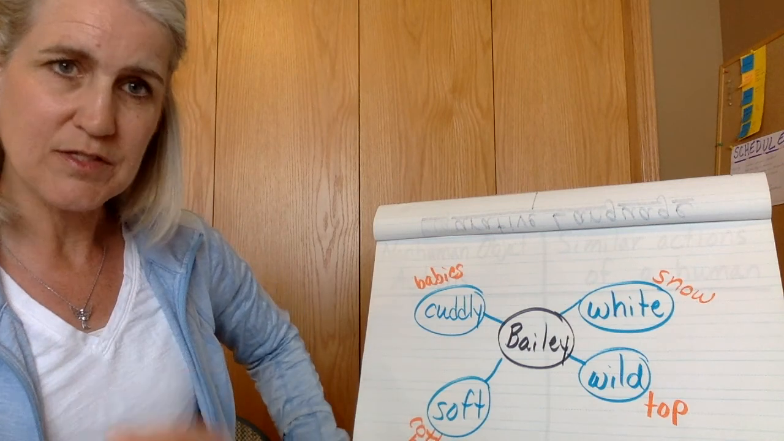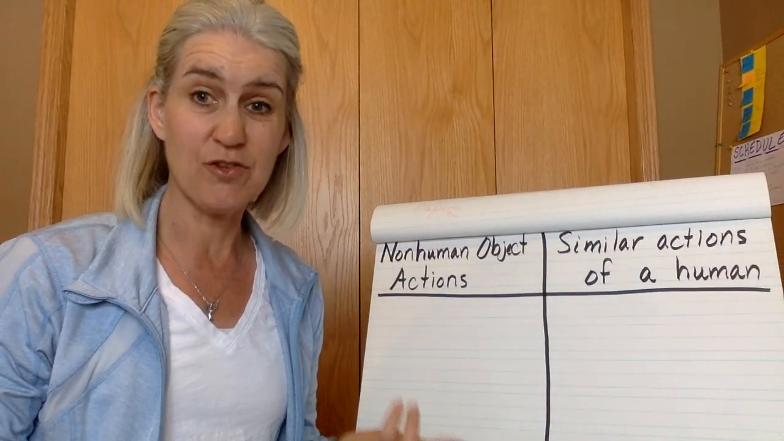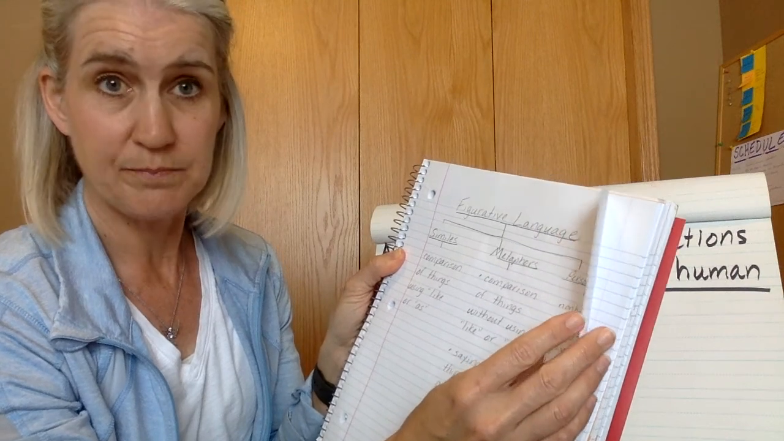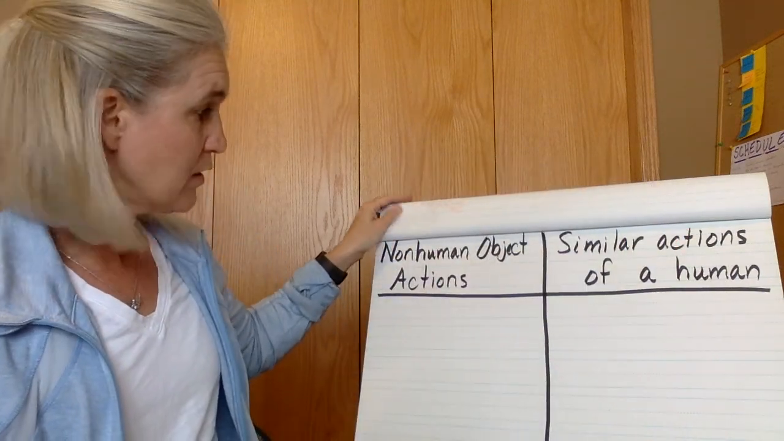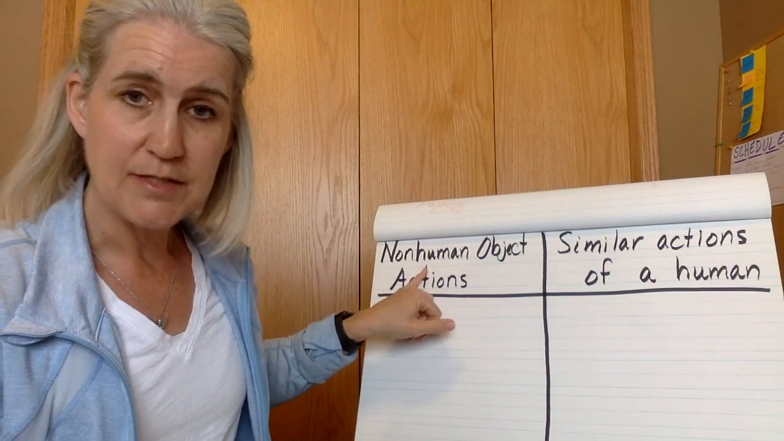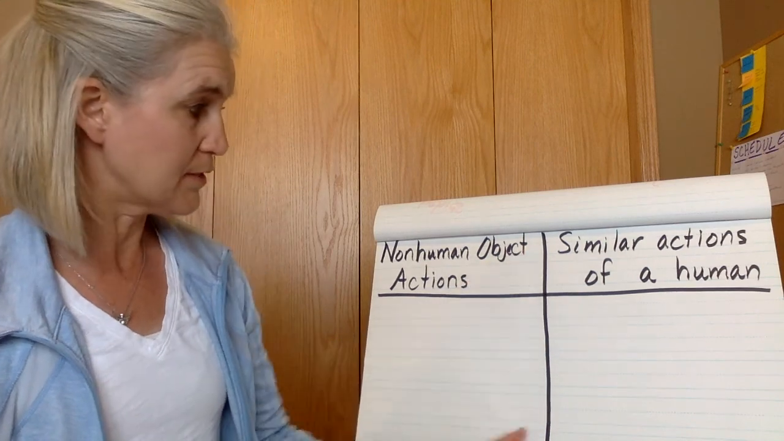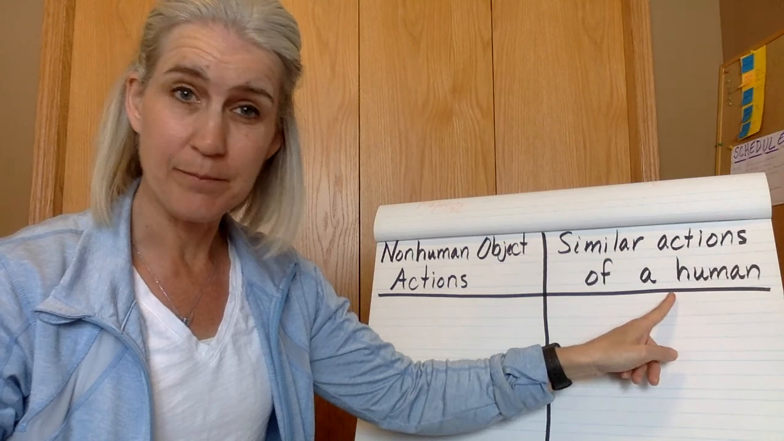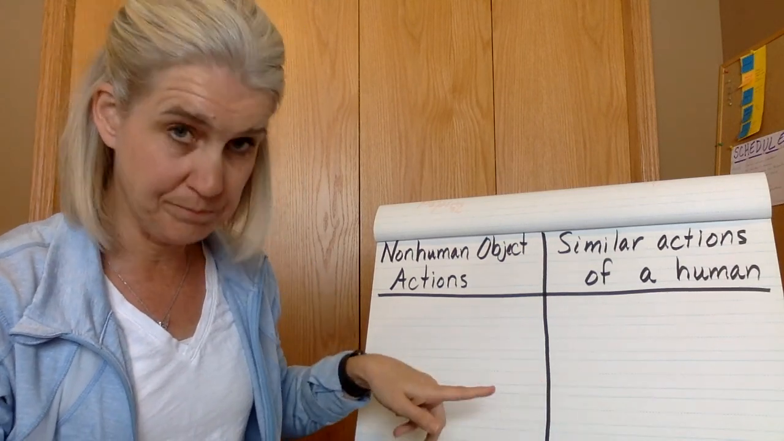So, we're going to have a simple strategy that will be similar with personification. And it looks like this. You need to make this chart in your notebook. So, you could just go to the next page or after your bubble map and set up this chart. So on this side, it says non human object actions. This is a T chart. And then on this side, similar actions of a human. So pause the video, set up your chart, and then come back.